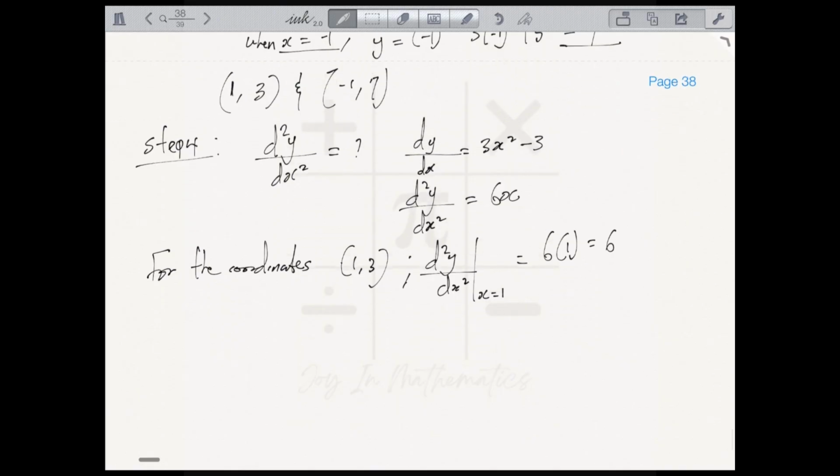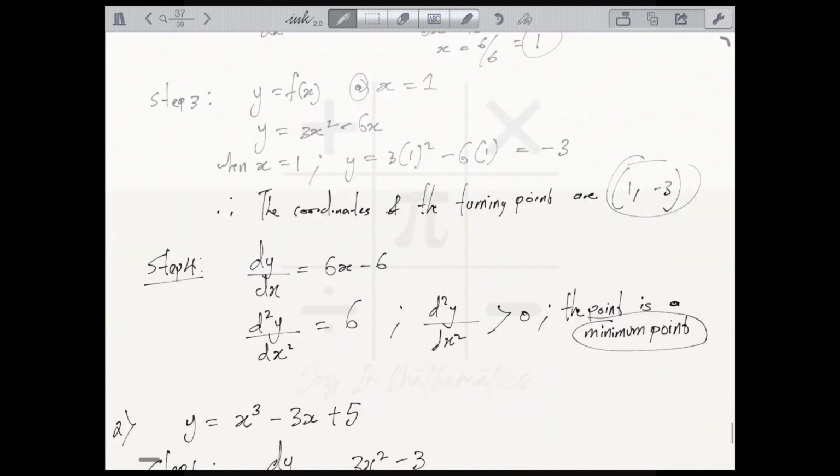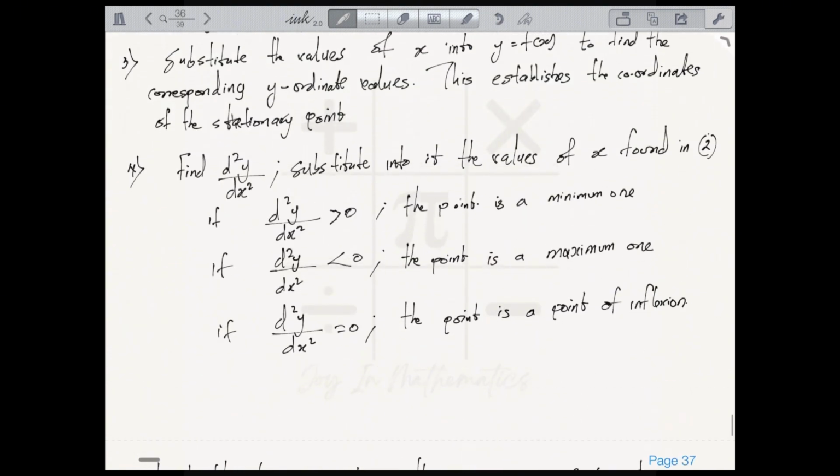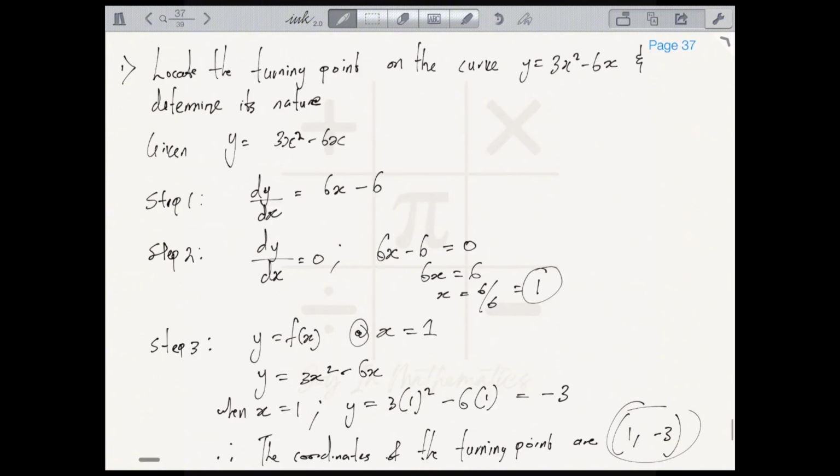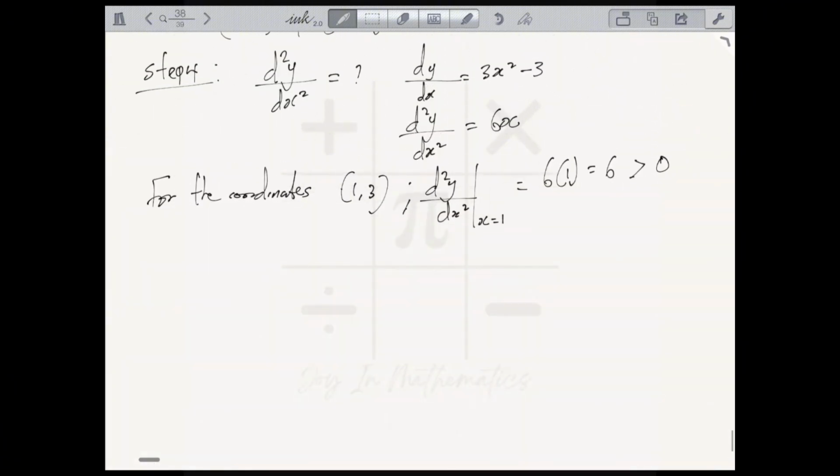Now we can see that this is greater than 0. And when we have greater than 0, the point is a minimum point. But when it is less than 0, it is a maximum point. So therefore, we are saying the turning point (1, 3) is a minimum point.